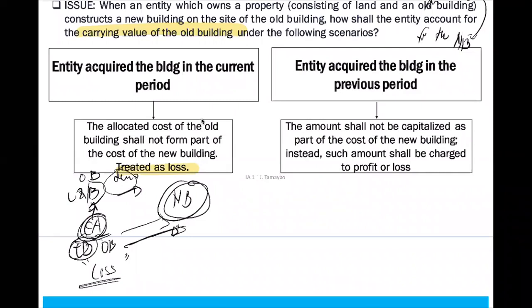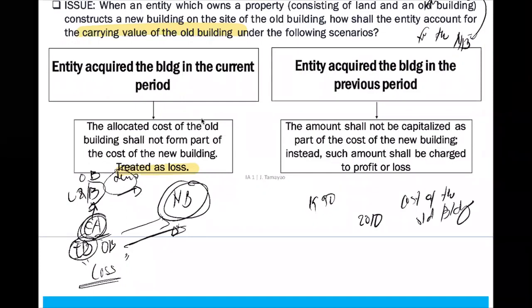Next, what if you acquired the building in the previous period? Ito medyo weird lang to. Ito kasi bumili ka ngayon ng land and building tapos tanggalin mo yung building. Ito, bumili ka pa dati ng land and building tapos ngayon mo lang tatanggalin yung building. So kumbaga 1990, bumili ka. Tapos naisipan mo lang siyang tanggalin noong 2010. Anong gagawin mo dun sa cost of the old building?